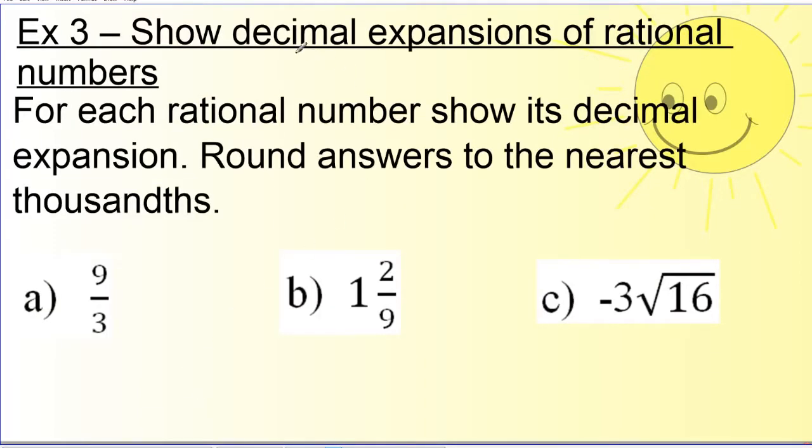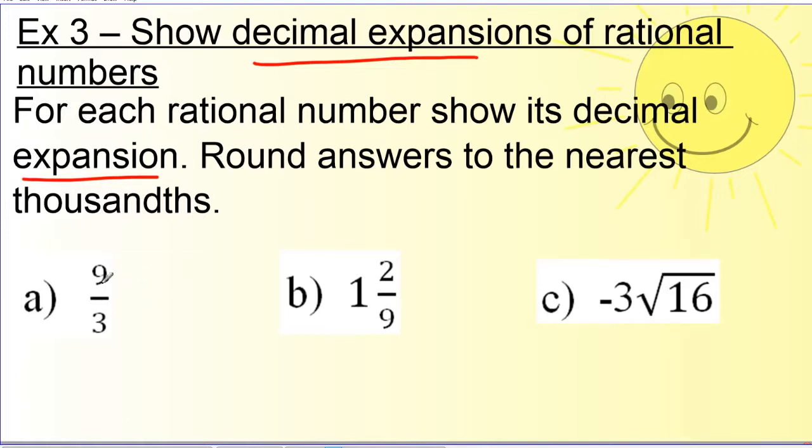Example 3. Show the decimal expansion of rational numbers. So for each rational number, show its decimal expansion. Basically, change it to a decimal. Round answers to the nearest thousandths. So if we have some repeating decimal, we're going to round it to the nearest thousandths.